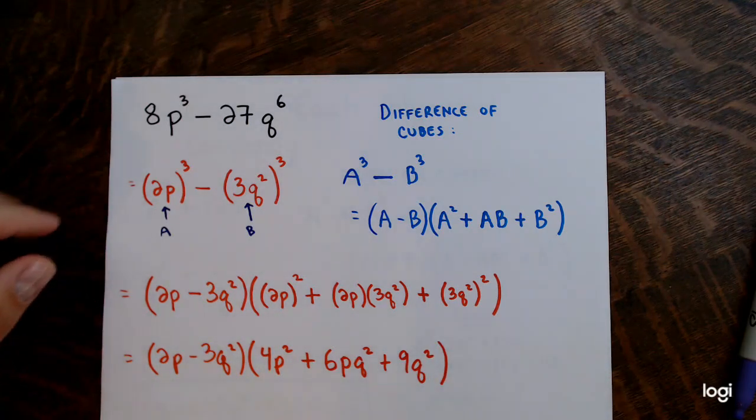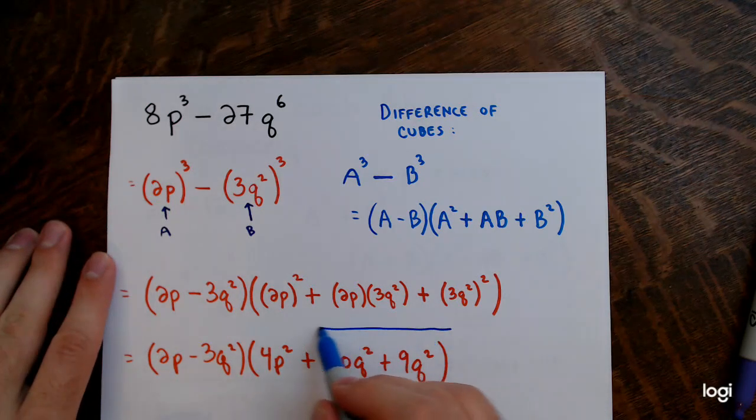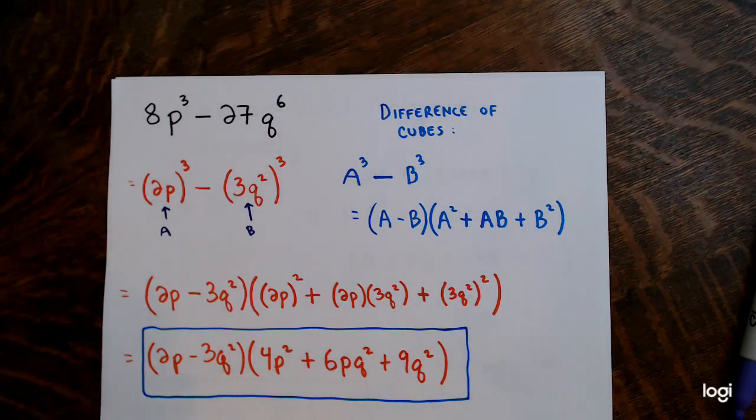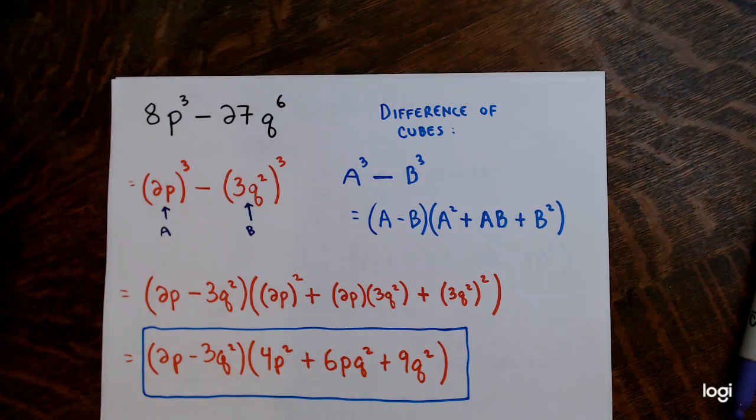And there you go. All right, there was no GCF other than 1, so this should be prime, and you can check it on your own if you want. That's not factorable over the integers any further. So there we have it. The way this breaks down is 2p minus 3q squared times 4p squared plus 6pq squared plus 9q to the 4th. And double check by multiplying. You'll see that it's the same as the original.